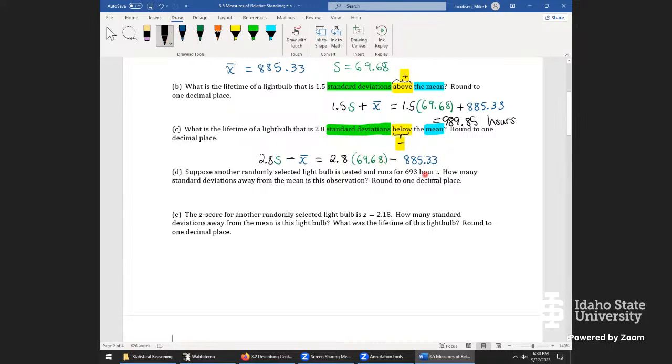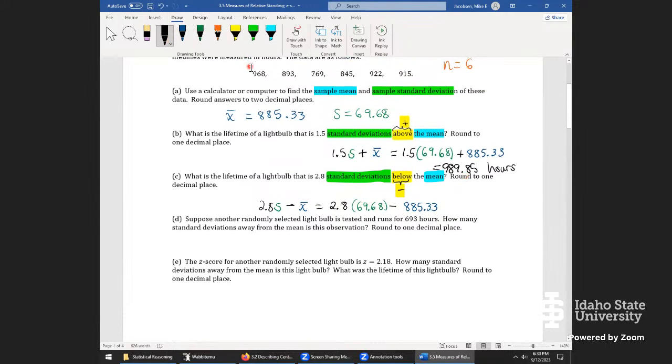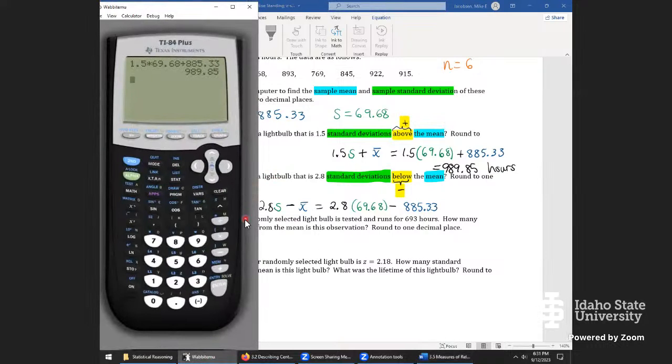And now before we calculate this, let's take a look at the original data above. The smallest observation was this light bulb. It only ran for 769 hours. But when we said 1.5 standard deviations above the mean, we got something that exceeded all of the data. It was even larger than 968. So we're going from 1.5 to nearly 3 standard deviations below. We're expecting a value that's much lower than the 769 we see here. This is going to be a very small value. So let's take a look and see just what we get.